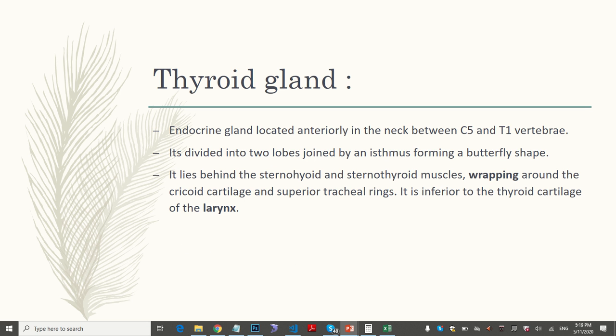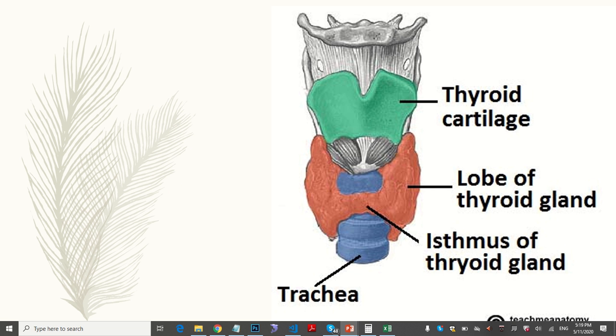So what is the thyroid gland? The thyroid gland is an endocrine gland located anteriorly in the neck between the C5 and T1 vertebrae, and it's divided into two lobes which are joined by an isthmus, forming a butterfly shape. It lies behind the sternohyoid and sternothyroid muscles, wrapping around the cricoid cartilage and superior tracheal rings, and it's inferior to the thyroid cartilage of the larynx. I've touched upon the anatomy briefly. As you can see over here, these are the two lobes which are joined by the isthmus, and they form a perfect butterfly shape.